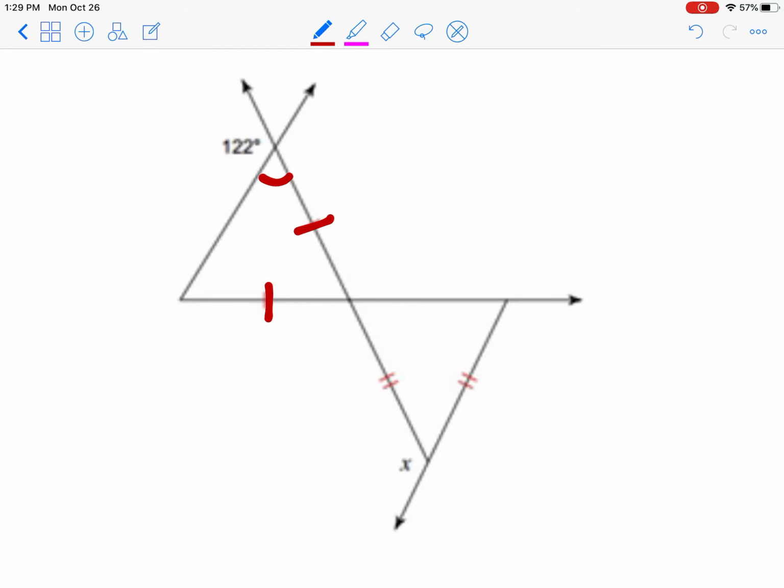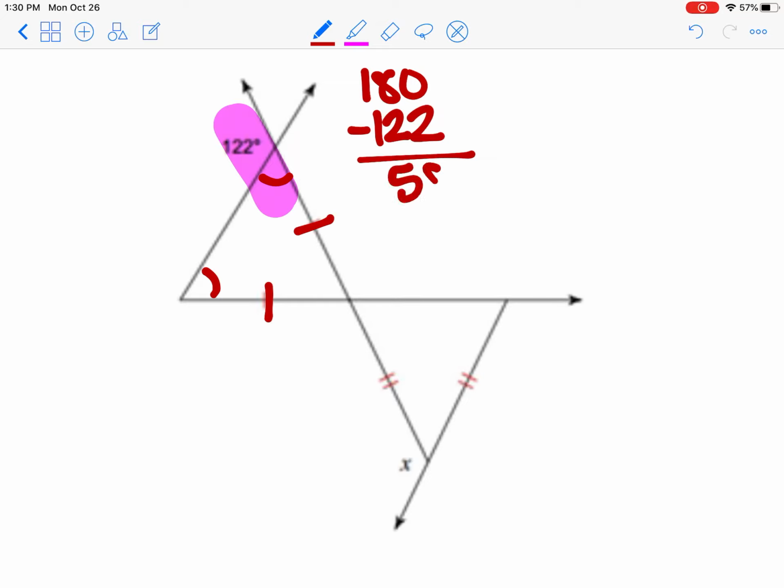I see two sides being congruent, which means our base angles are going to be congruent. I also see that I can use linear pair here to find that missing angle. So 180 minus the 122, which gives us 58 degrees. So that would be this angle. But because you have an isosceles triangle, both of those angles would be 58 degrees.